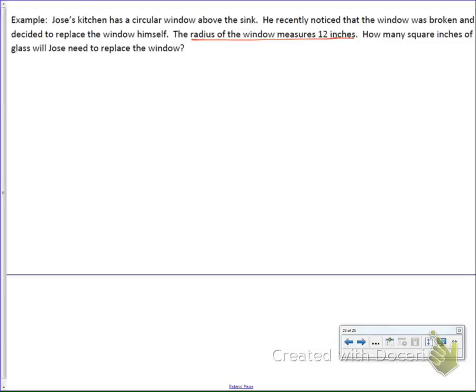Okay, I wanted to take some time and give you a quick example on how to find the area of a circle. So if we're looking here, first thing we need to remember is our formula, and that is that the area equals pi times my radius squared.